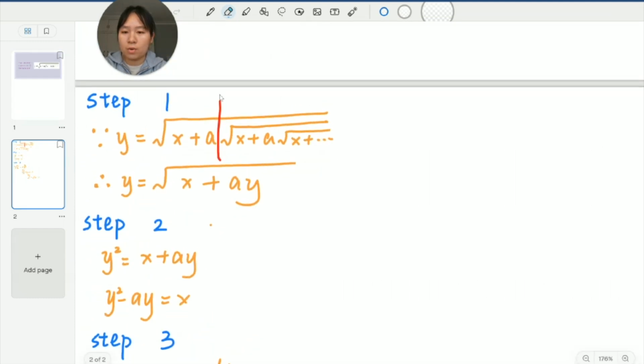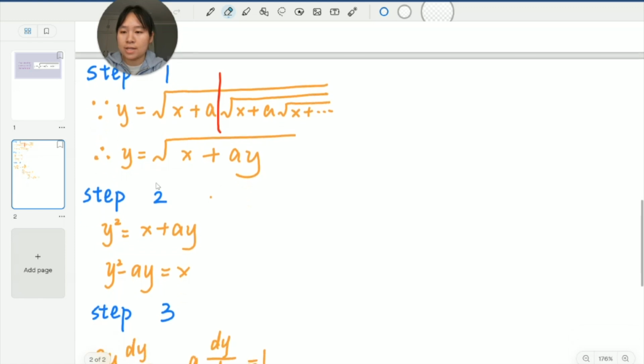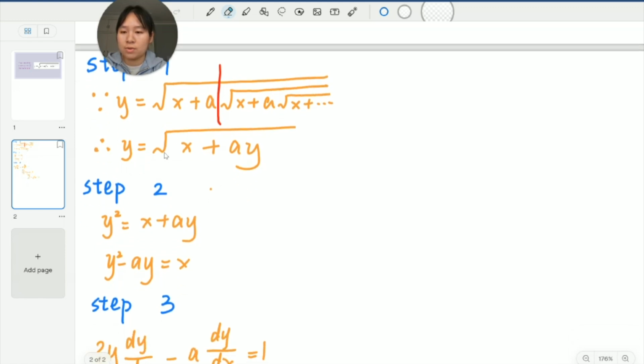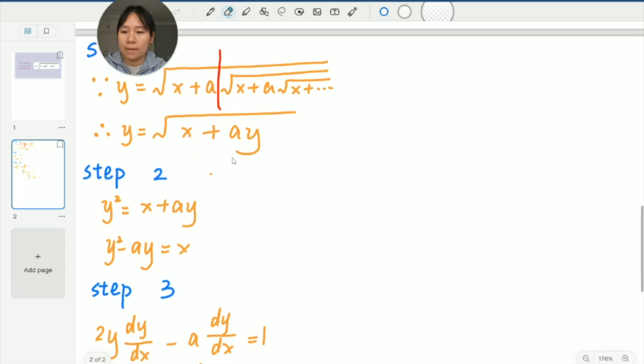If we observe what's on the right hand side of this red line over here, we can see it's essentially just y by itself, right? So we can represent this term using y in here. By rewriting the equation, we'll have y equals square root of x plus ay.